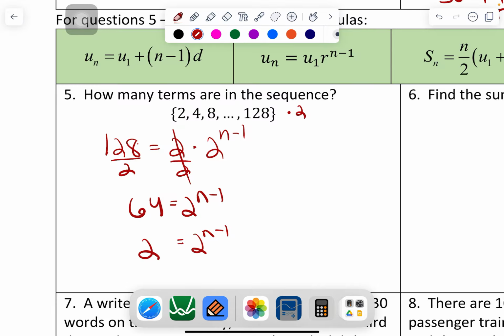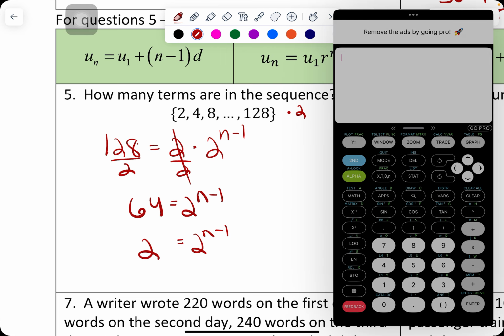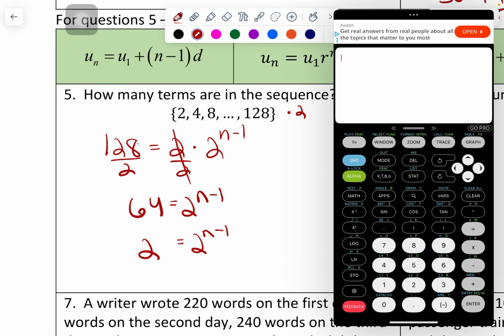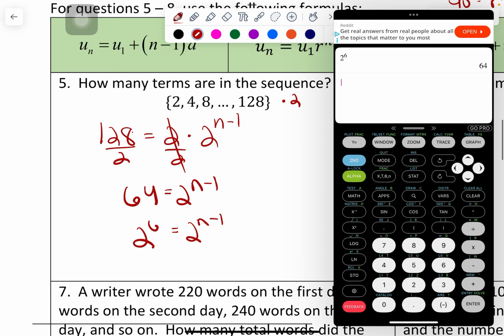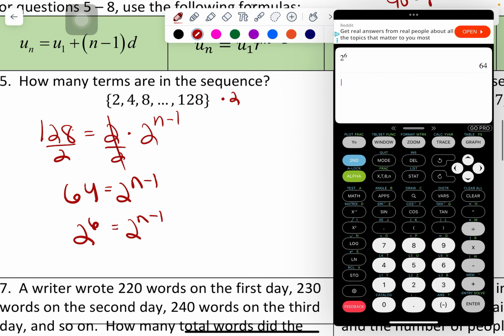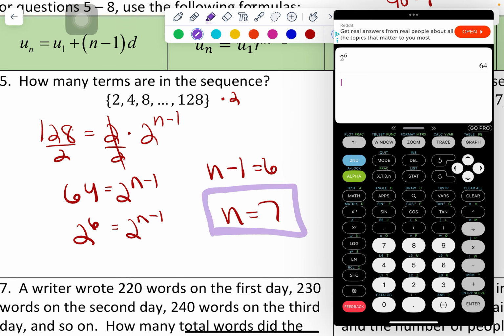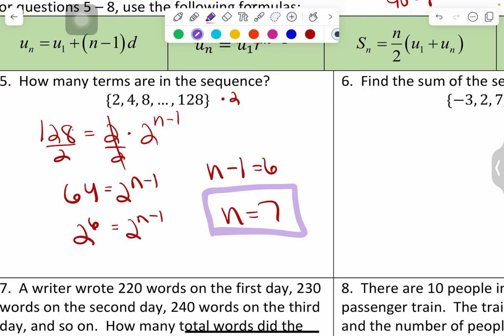I'm going to grab a quick calculator here. Let's see. I think 64 is 2 to the 6th. I was right. Okay. So now I've got the same bases on both sides. I can say that n minus 1 is equal to 6, which makes n is equal to 7. And that's how many terms are in that sequence. Go ahead and move that calculator over.